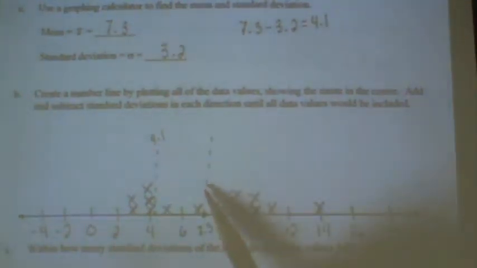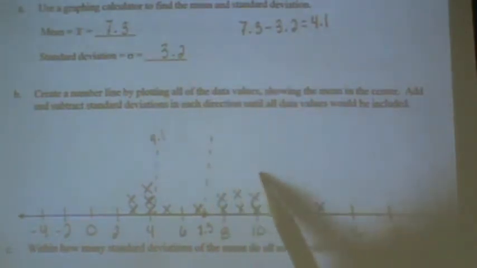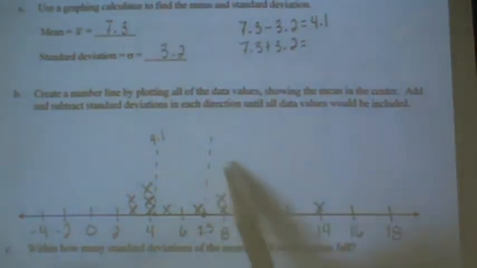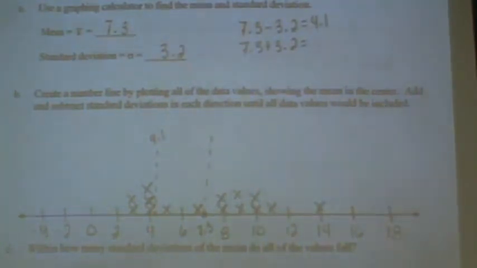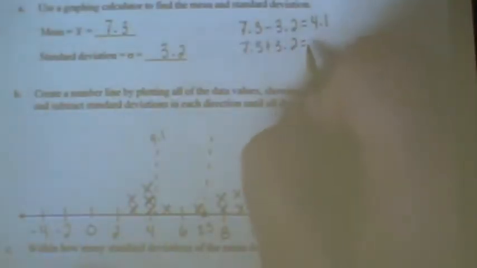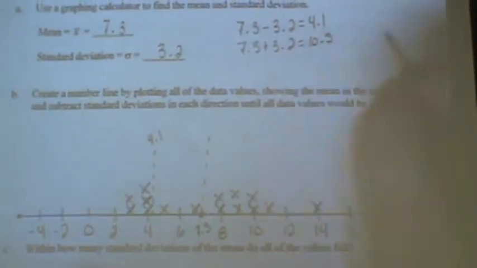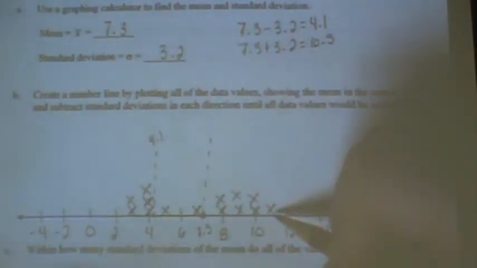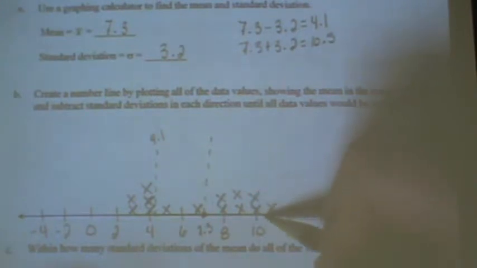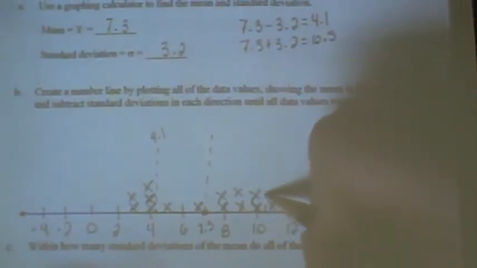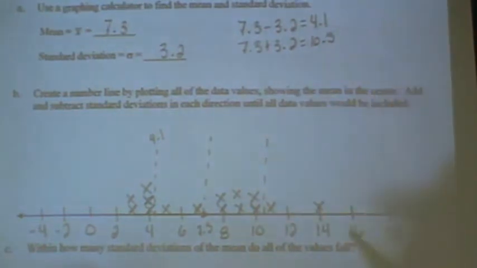And then to find the rest of the first standard deviation, we have to find the spot to the right as well. So we're going to take 7.3 plus 3.2, and that'll give us the rest of the standard deviation on the right-hand side. That gives us 10.5. We're at 11 here, so 10.5 is going to be in between the 10 and the 11. So again, drawing a dotted line, we're at 10.5 here.